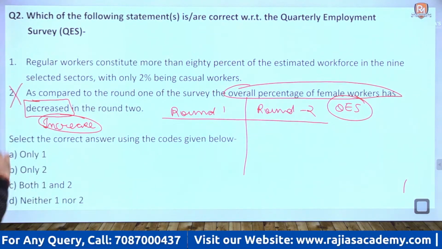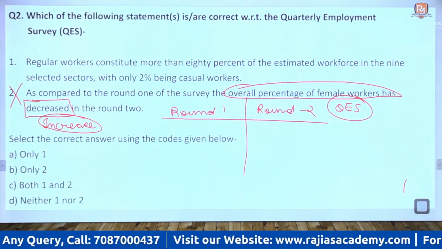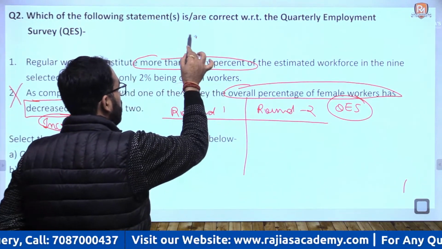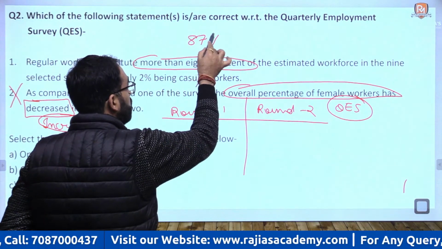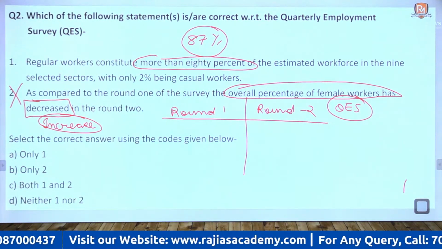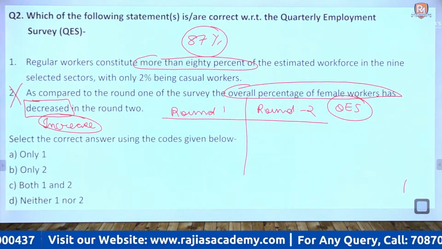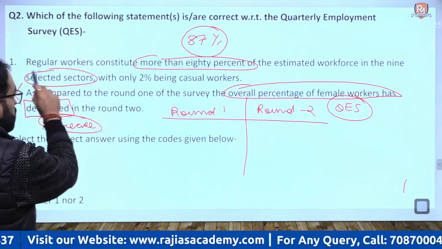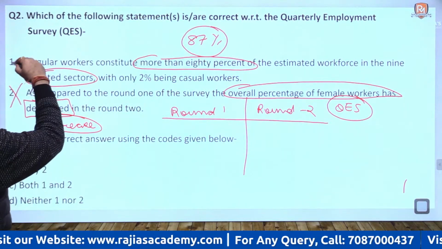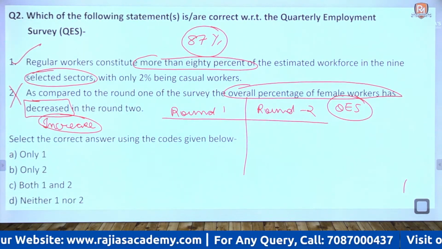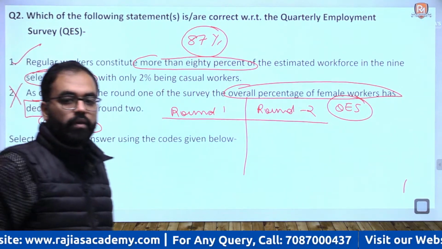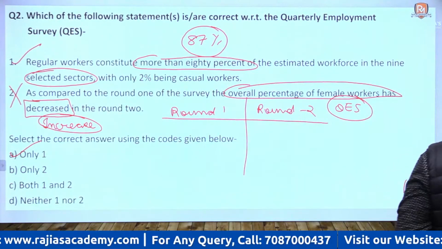So the second statement will be incorrect. But as far as the first statement is concerned, that regular workers constitute more than 80%, somewhere near 87%, I think, is what the QS data suggests. 87% is the regular workforce of the estimated workforce in the 9 selected sectors. We just talked about that, right, and only 2% being casual workers. So this is correct. So the answer for question 2 will be A, that is only the first statement is true. Yeah, exactly, right.